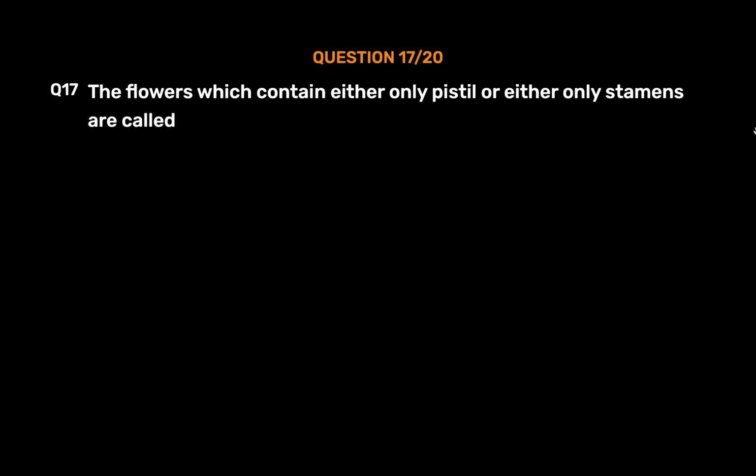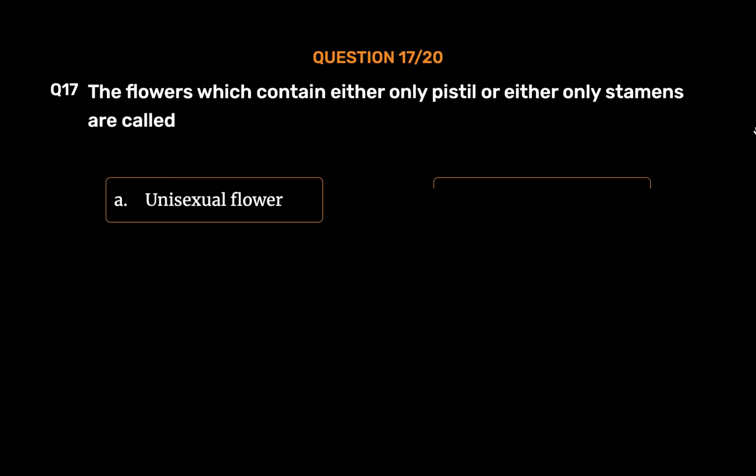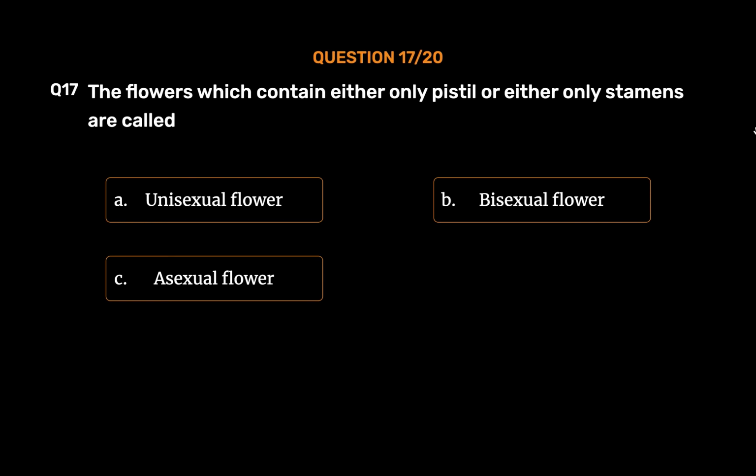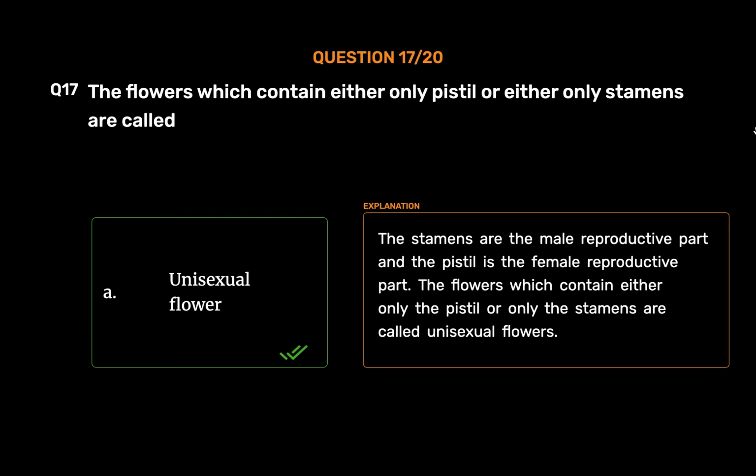Question number 17. The flowers which contain either only pistil or only stamens are called? Option A, unisexual flower. Option B, bisexual flower. Option C, asexual flower. Option D, none of the above. The correct answer is option A, unisexual flower. The stamens are the male reproductive part and the pistil is the female reproductive part. The flowers which contain either only the pistil or only the stamens are called unisexual flowers.